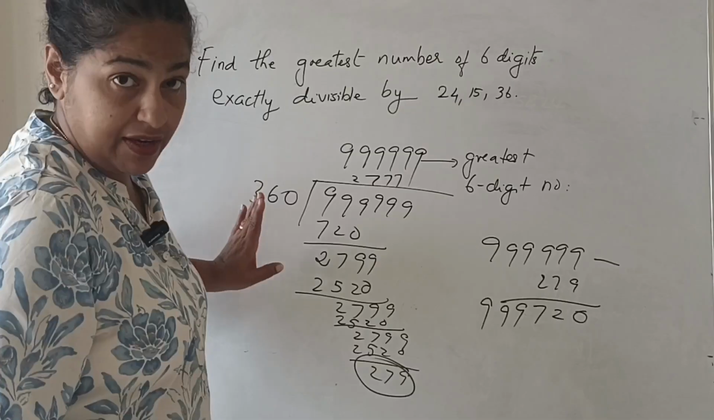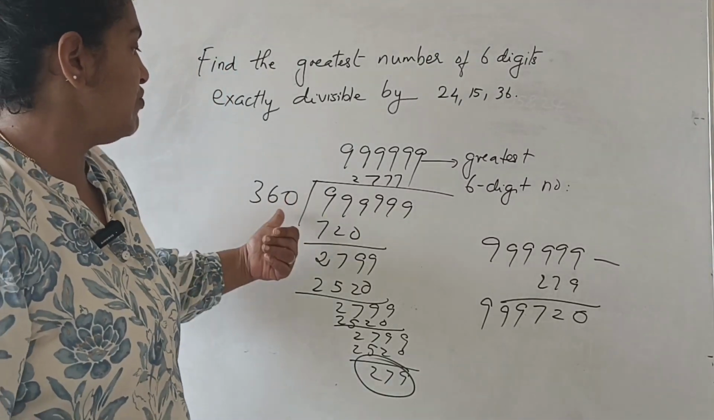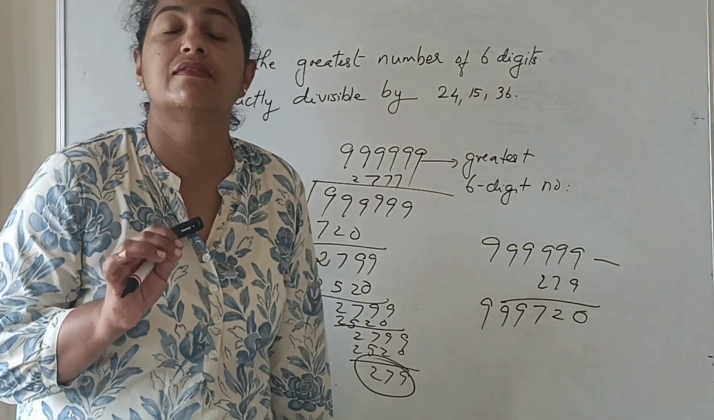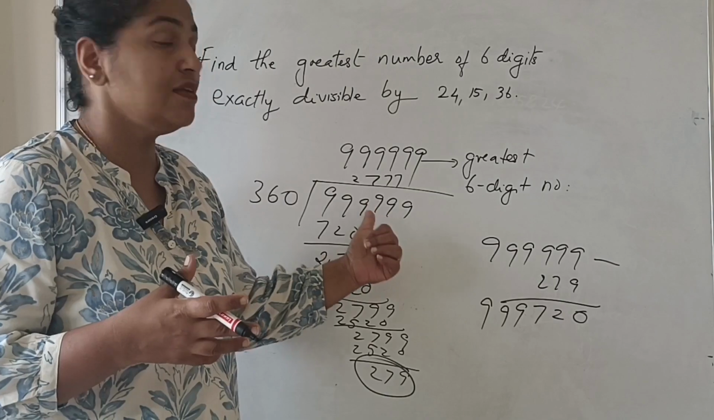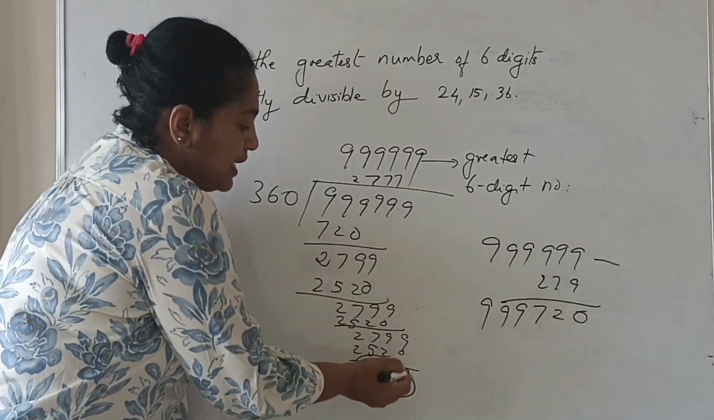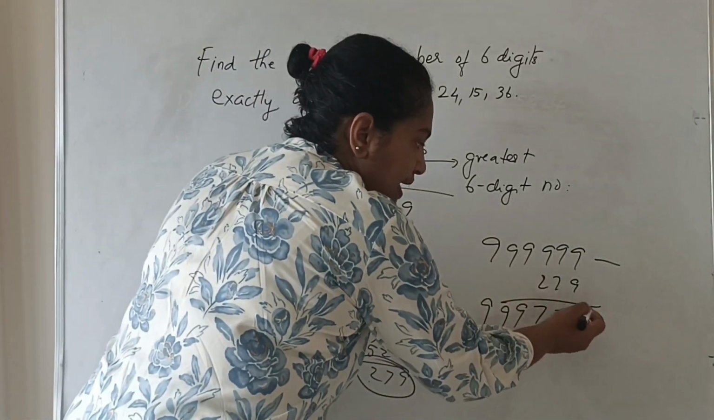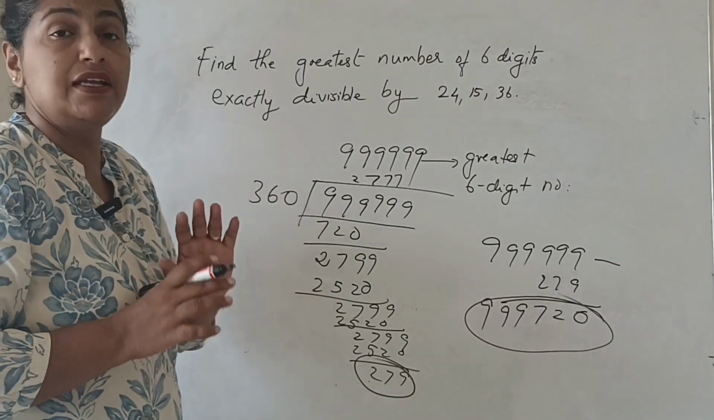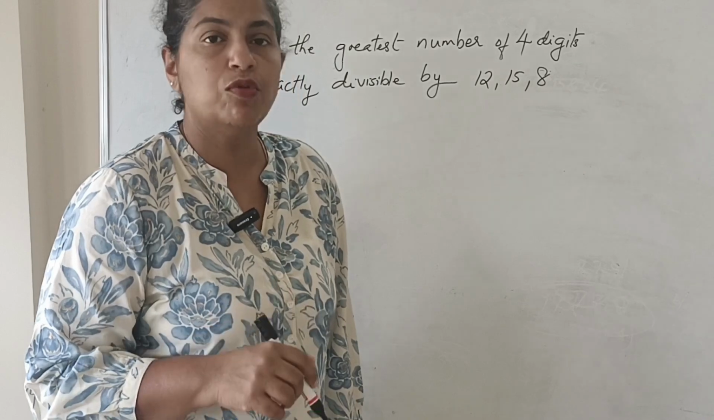I have done long division over here. You can see that this particular number is not divisible by 360. We are getting 279 as a remainder. So we know that if this 279 was not there in this particular number, it would have been properly divisible. So I will subtract 279 from this number in order to get the highest 6-digit number that is divisible by 360. Clear?